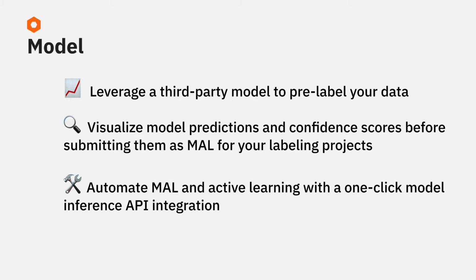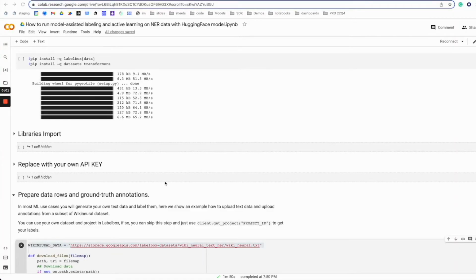Then we will visualize the model predictions and confidence scores before submitting them as MAL for your labeling project. Lastly, we will show how you can further automate the model-assisted labeling and active learning step with a one-click model inference API integration. And now hopping over to the Colab notebook, which we will also share together with the video.